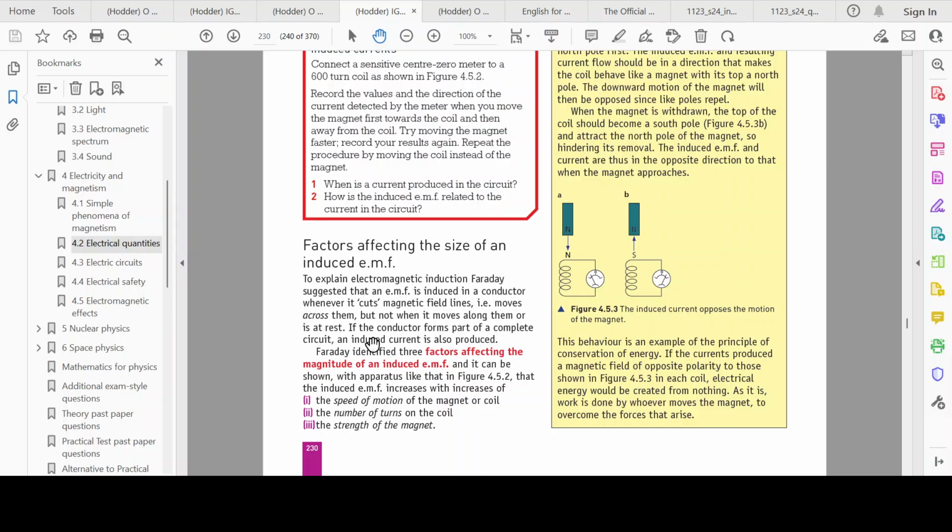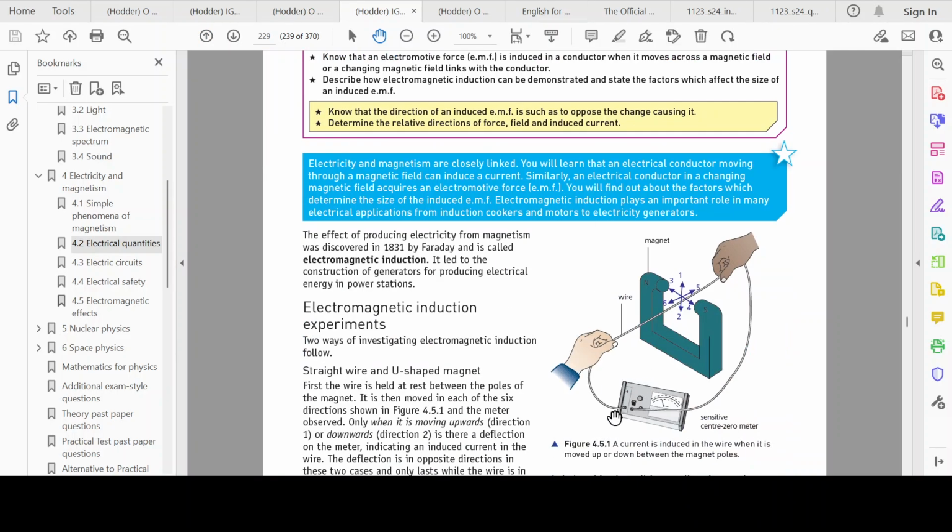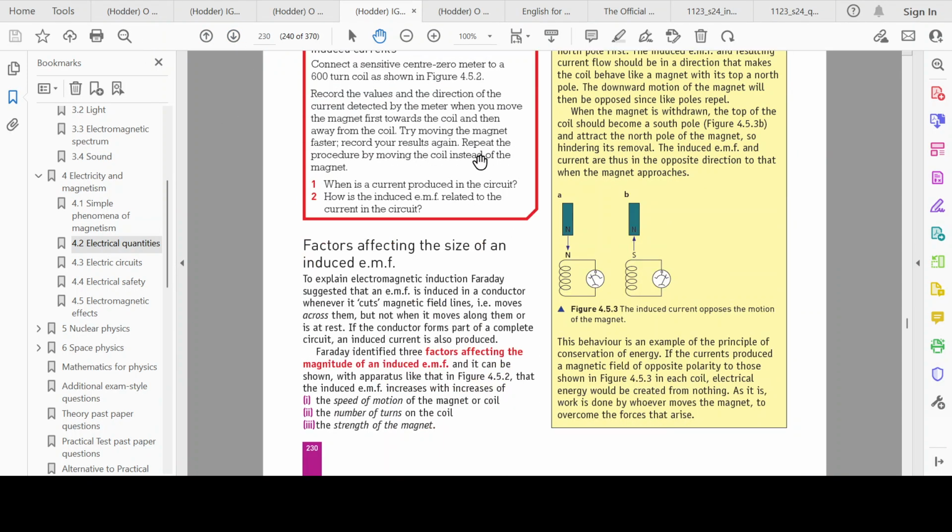So we just mentioned that if the conductor forms part of a complete circuit, right? So in this case, this is a complete circuit because it's being attached and everything. Then a current is also produced.